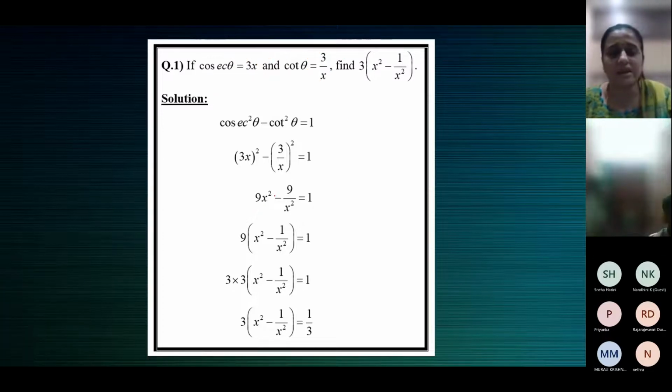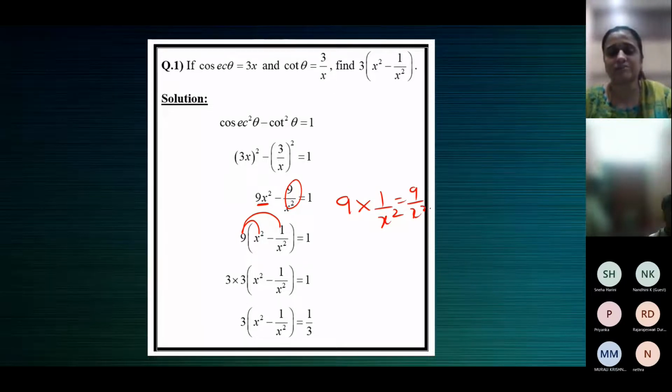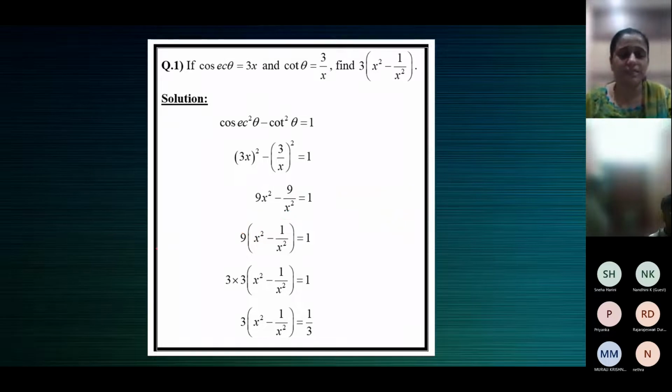Now what's common? 9 is common. Bring out 9. So 9 into x square is 9x square, and 9 into 1 by x square is 9 by x square. So when you take out 9 common, in the bracket you will have x square minus 1 by x square, is equal to 1.